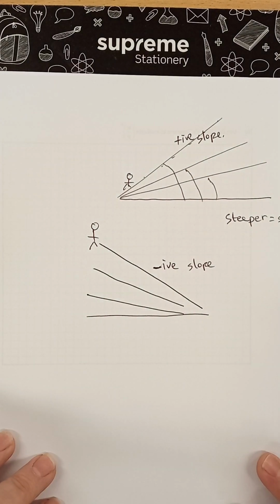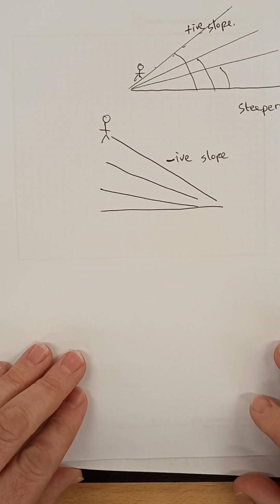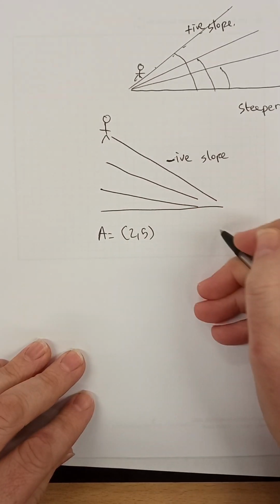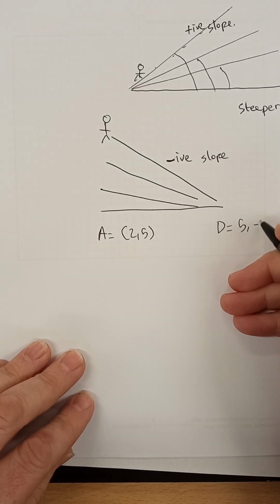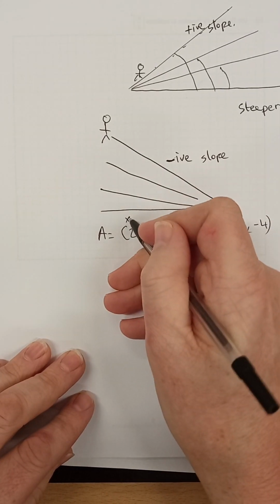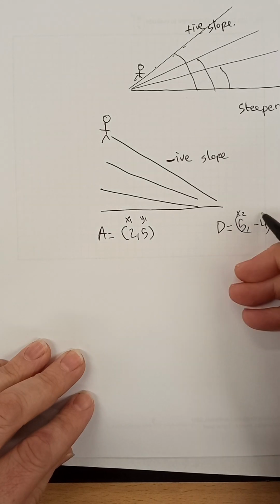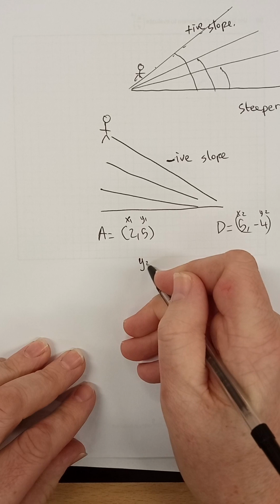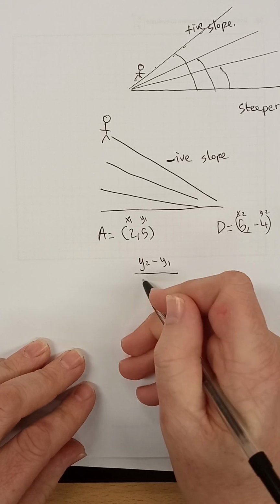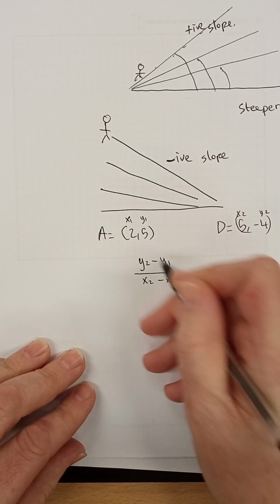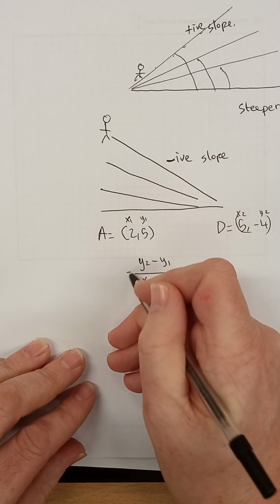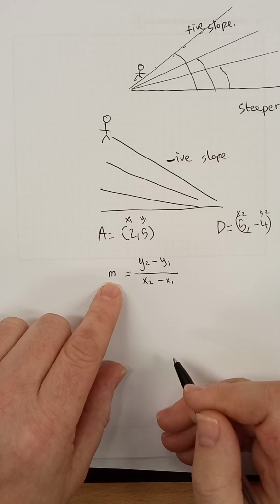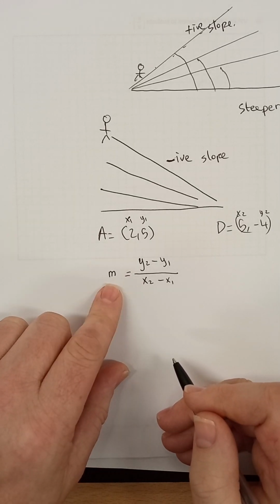Okay, so how do you get the slope? Well, it's a very simple formula. Again, I'm going to use A and D. A is 2, 5, and D is 5 and minus 4. And again, I'm going to go x1, y1, x2, y2. And how am I going to get the slope? Well, the formula for slope is simple. Take away the 2 y values and then take away the 2 x values, and you get a fraction. Now, the symbol for slope is a small m. It's not S, it's small m.